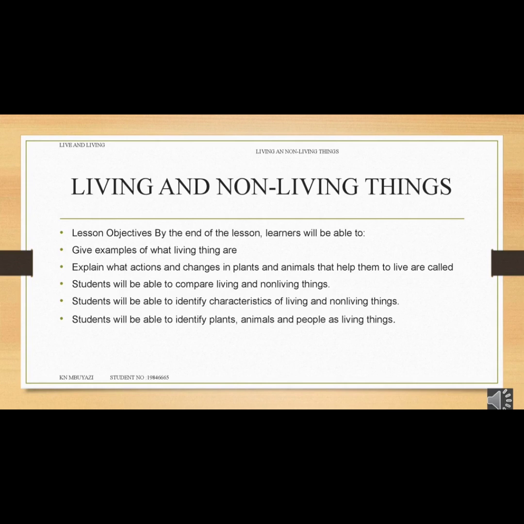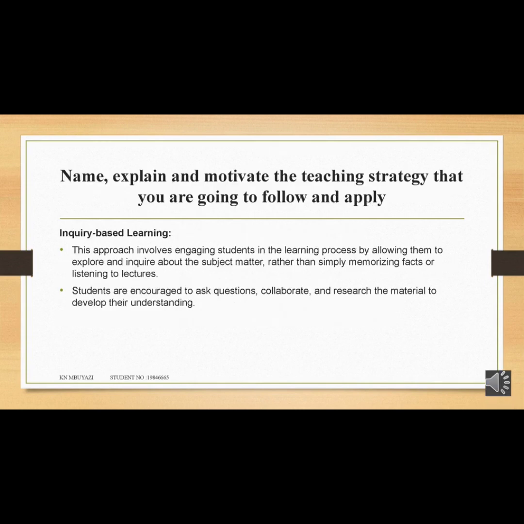Lesson objective: by the end of the lesson, learners will be able to give examples of what living things are, explain what actions and changes in plants and animals that help them to live are called. Students will be able to compare living and non-living things. Students will be able to identify characteristics of living things and non-living things. Students will be able to identify plants, animals, and people as living things.